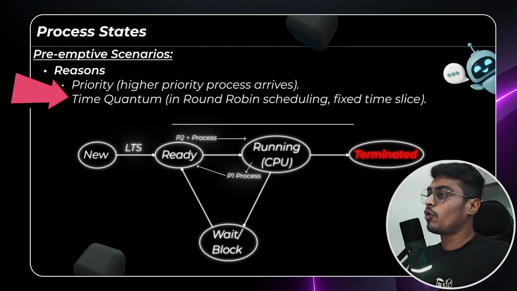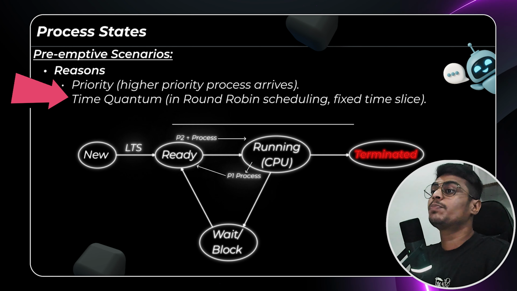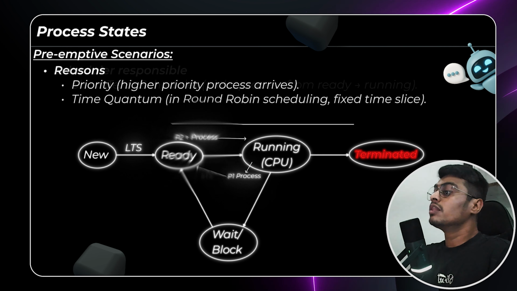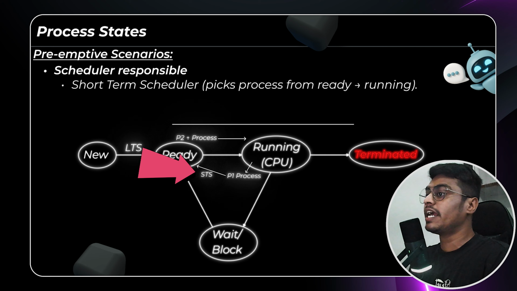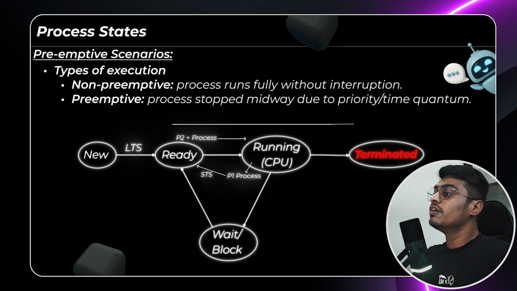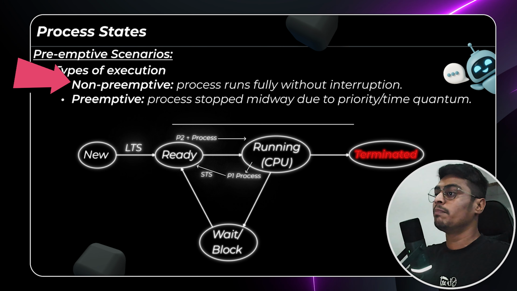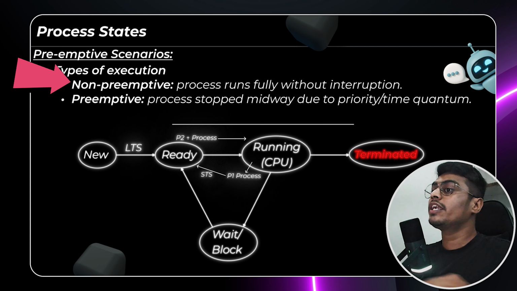Second is time quantum. In round robin scheduling, each process gets a fixed time slot, as we discussed in multitasking also. The scheduler helping here is the short term scheduler, whose responsibility is to pick a process from ready state and send it to the running state. If CPU executes a process completely without interruption, it's called non preemptive.